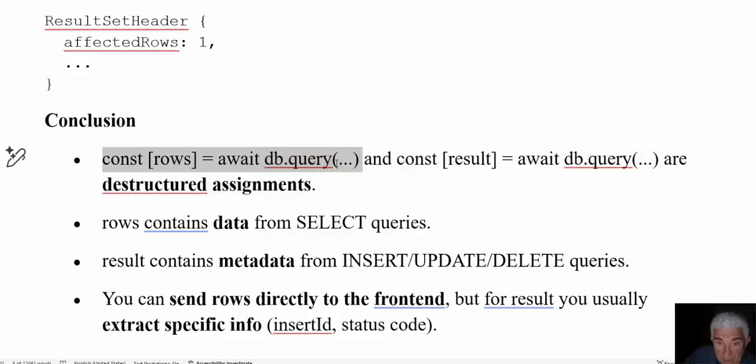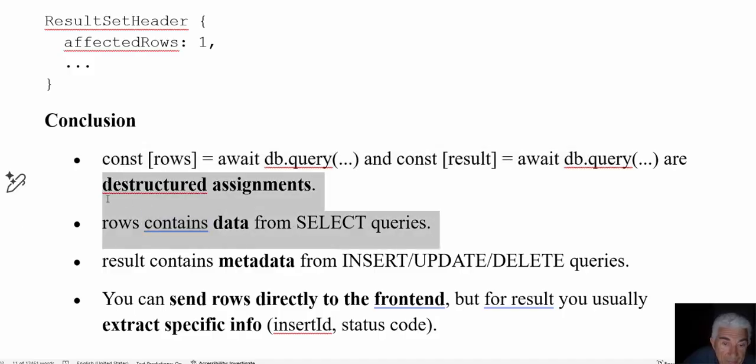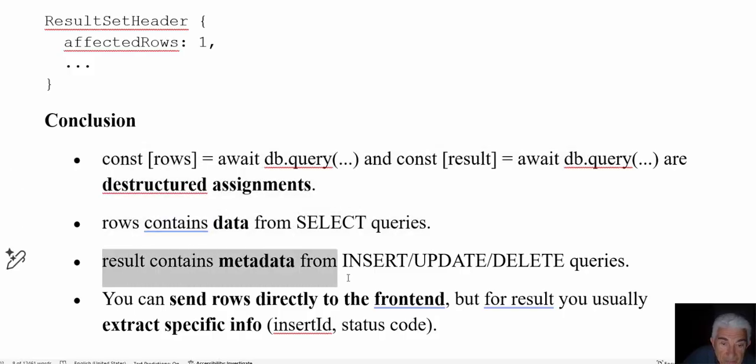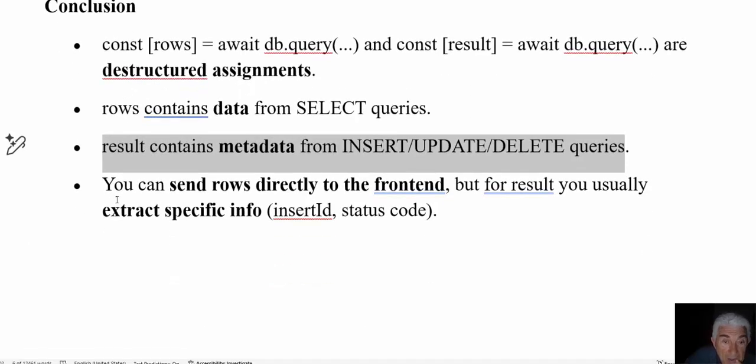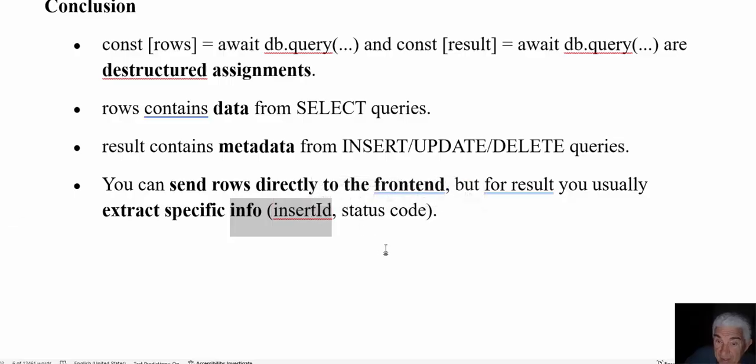Conclusion. This declaration is the destructuring assignment. A rows variable contains data from a select query. A result variable contains metadata from insert, update, delete queries. You can send rows directly to the front end, but for a result you usually extract specific info: insertId, status code, etc.